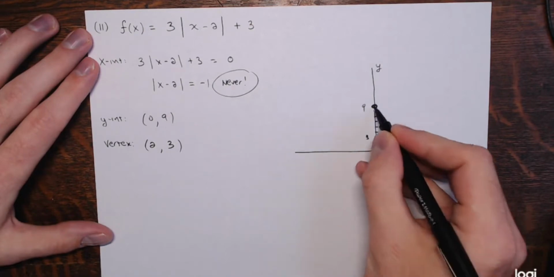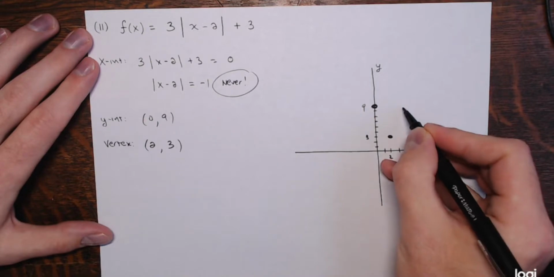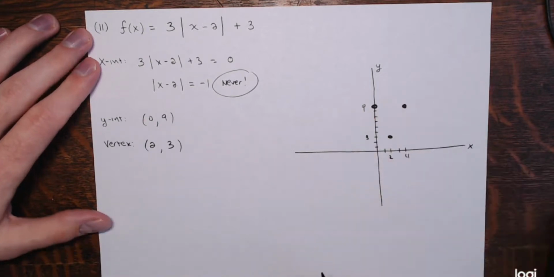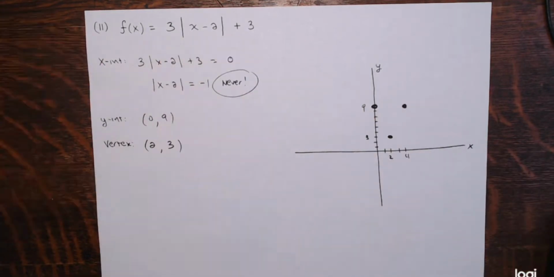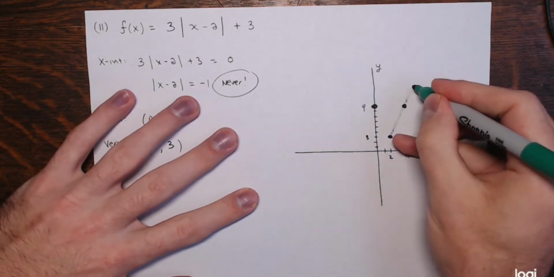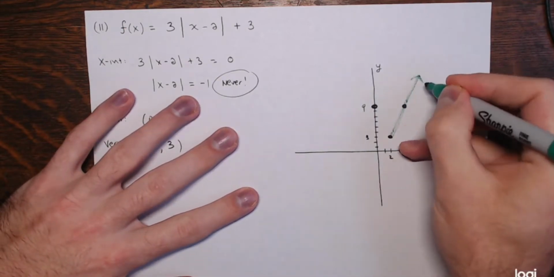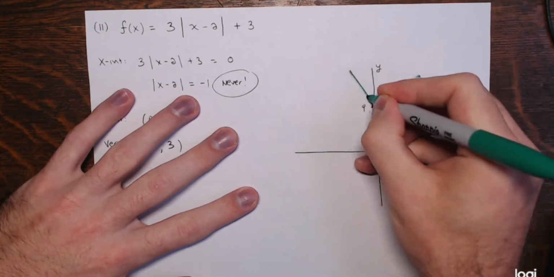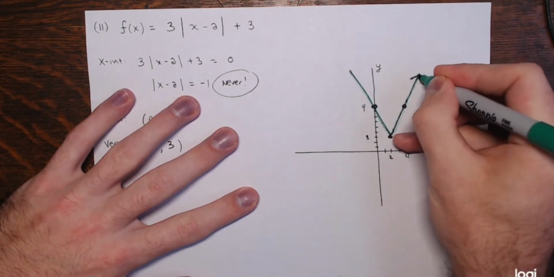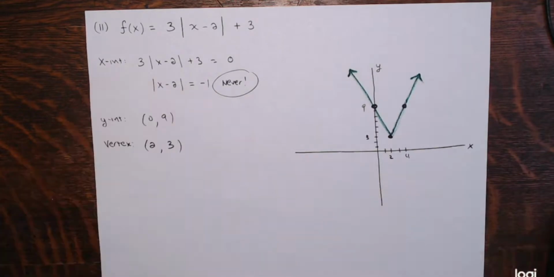And if (0, 9) is on it, then (4, 9) would also be on it, right? Using symmetry. And you can test that out. Replace x with 4, you should get an output of 9. And then from the vertex, through the points on the right, vertex through the points on the left, and I get this V-shaped graph here. There's the absolute value function.